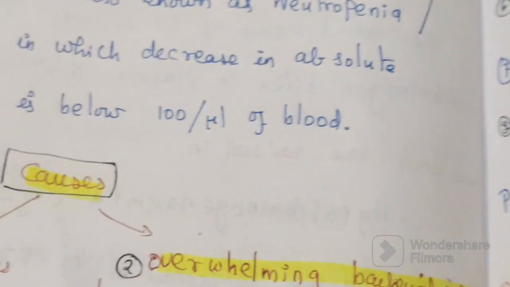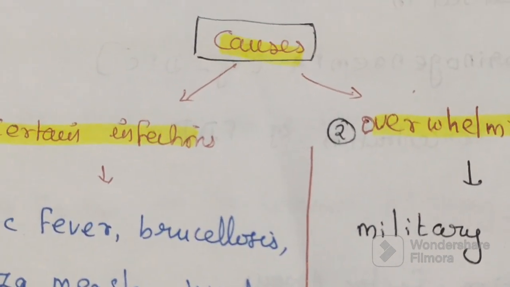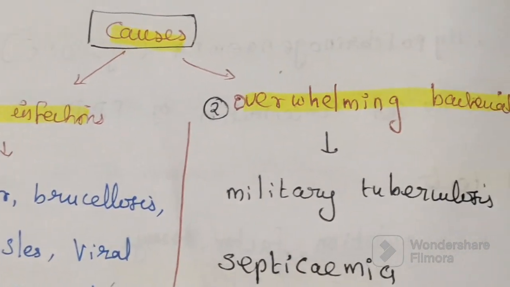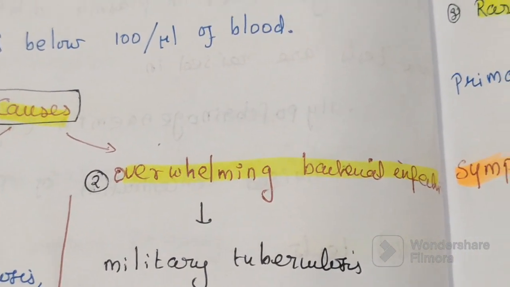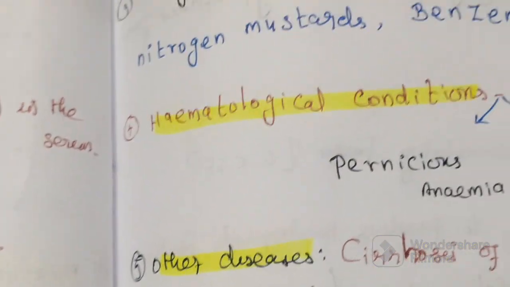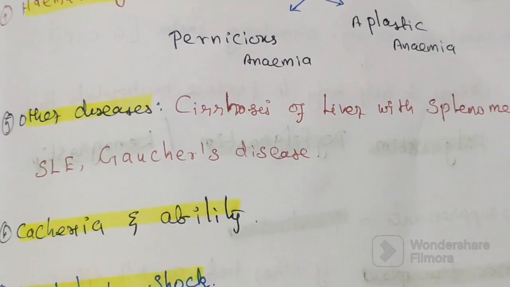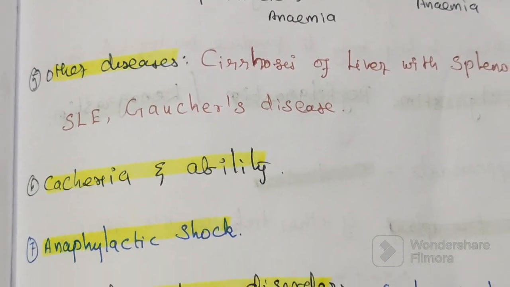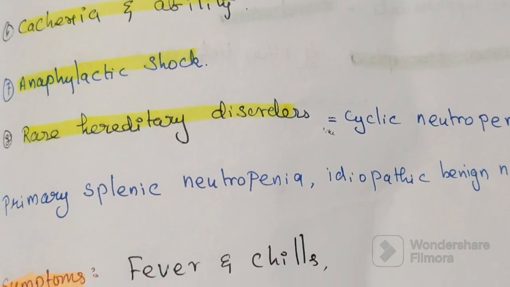So what are the things that cause agranulocytosis? Infection, overwhelming bacterial infection, drugs, hematological conditions, other diseases, then cachexia, anaphylactic shock and inherited diseases.